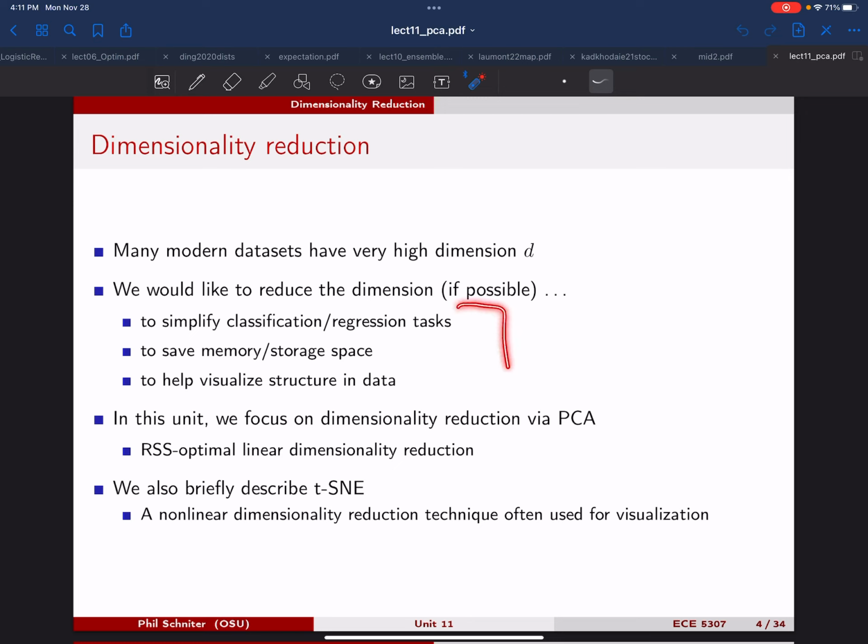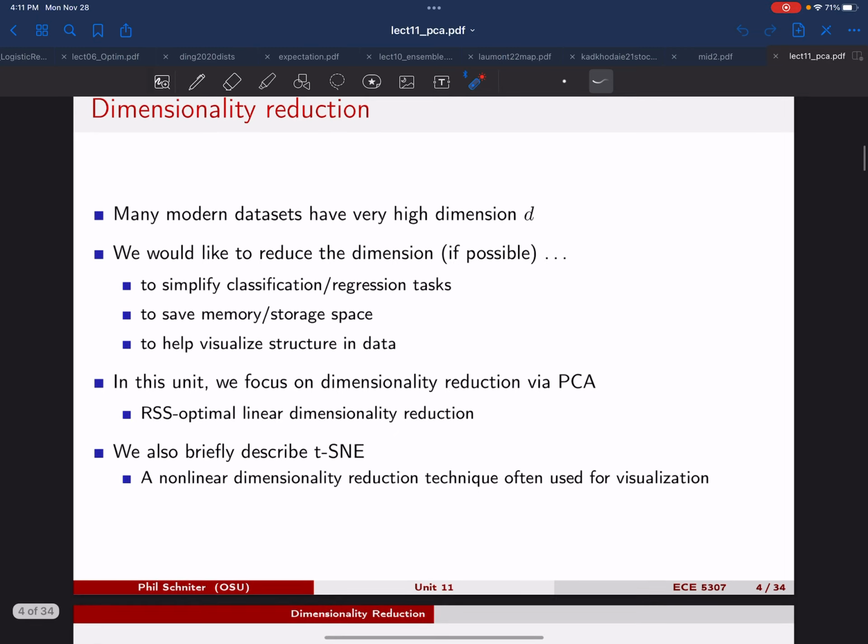So there are various reasons why we might want to reduce the number of features, and this is different from the feature selection that we talked about back in Unit 4, where we're taking a few features and ignoring the rest. Here what we're going to be doing is a transformation of all the features to reduce them to a smaller space. We'll talk about that in just a moment. But that's going to be the focus of this unit, dimensionality reduction via PCA, principal components analysis.